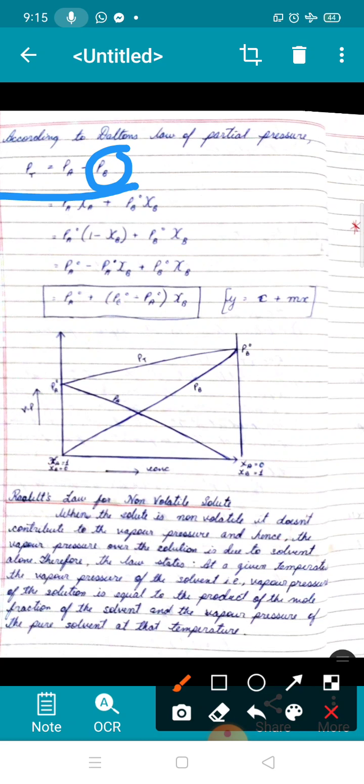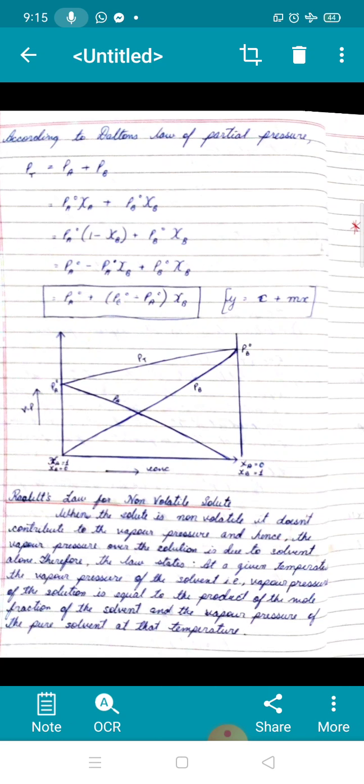So please remember here the vapor pressure of the solvent is the same as the vapor pressure of the solution because the solute is non-volatile. So during the exam you need to be very careful about what kind of solution they have asked you Raoult's law for, while writing the definition.